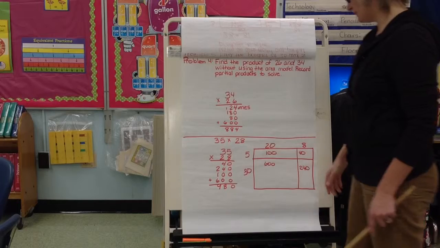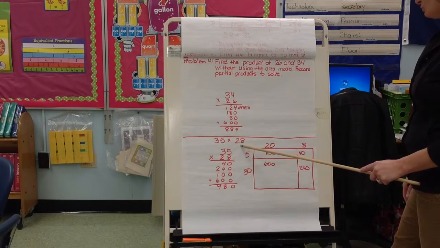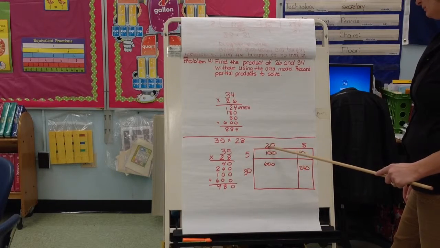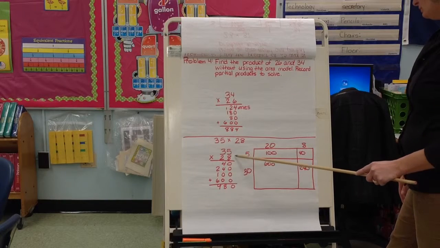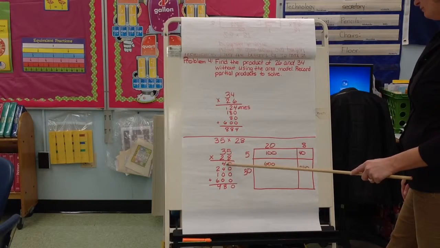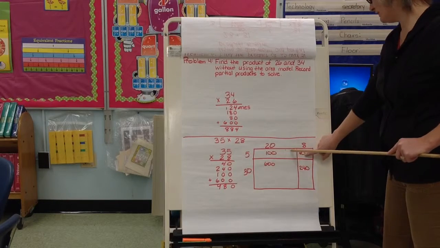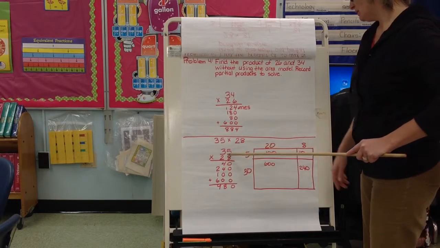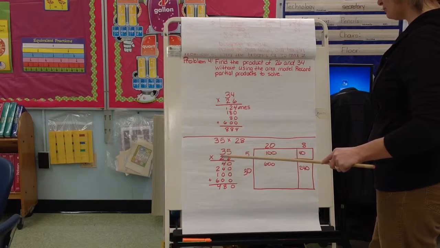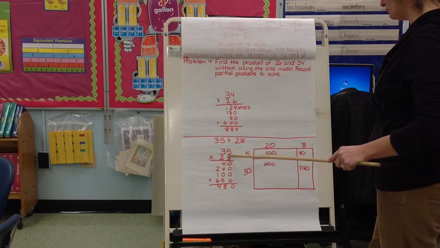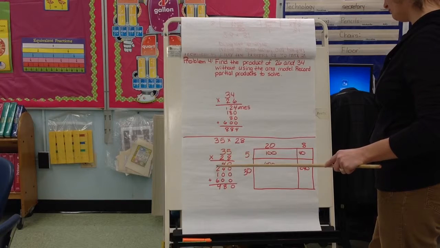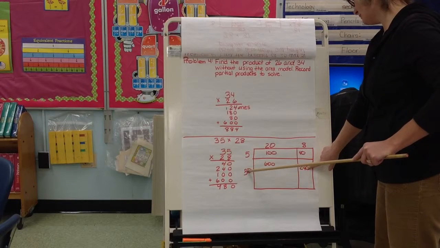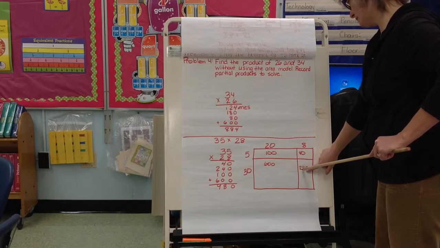Let's look at the next example. 35 times 28. Okay, I've set up my area model. Okay, so when I'm multiplying by the ones, 8 times 5 is 40. Right here, 8 times 5 is 40. 3 tens times 8, because remember you have to multiply by the 8 first, is 240. That's right here. 30 times 8 is 240.